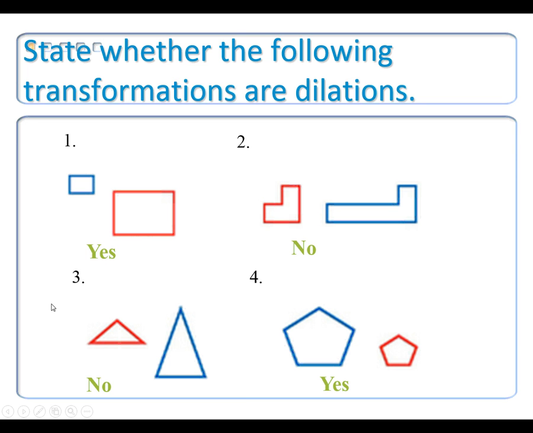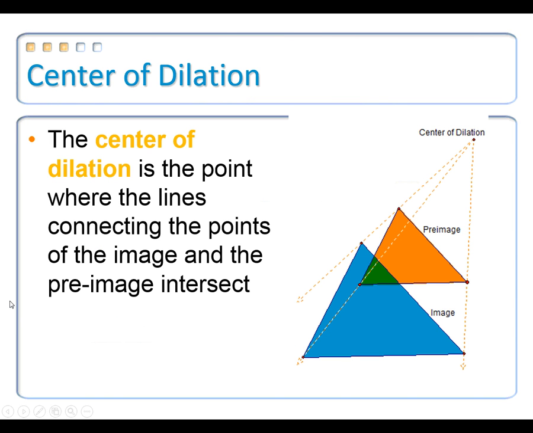So nice job. Okay, the next part of the worksheet, example two, I'm going to be going over how we construct a dilation, which again, we're doing in class, so you don't have to do it now. I'm going to show you how to construct a dilation formally. We're going to learn some shortcuts so you don't have to go through this whole process every single time. But before we do example two, I have to give you some background. So let's go over the background. Again, the center of dilation is the point where the lines connecting the points of the image and the pre-image intersect.